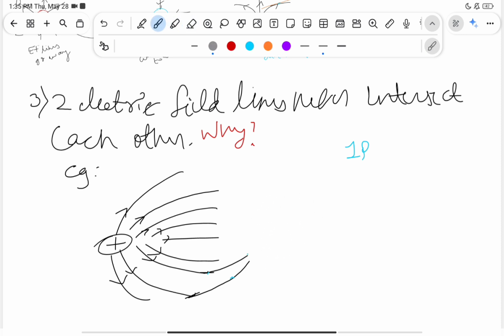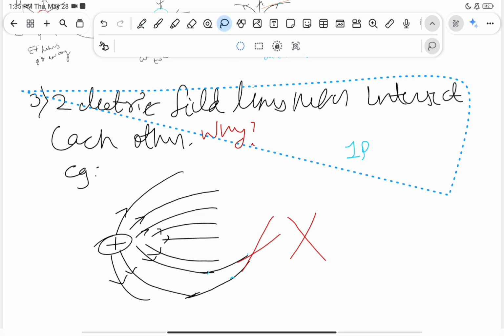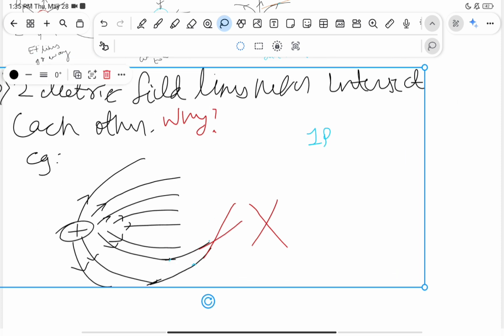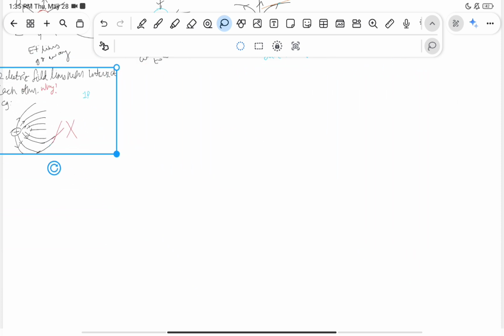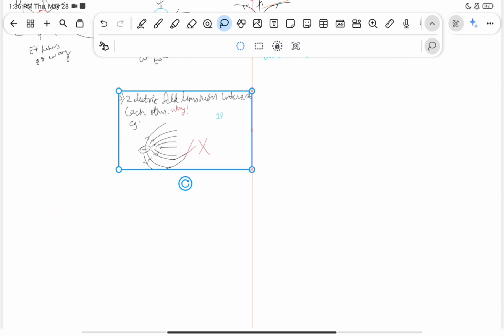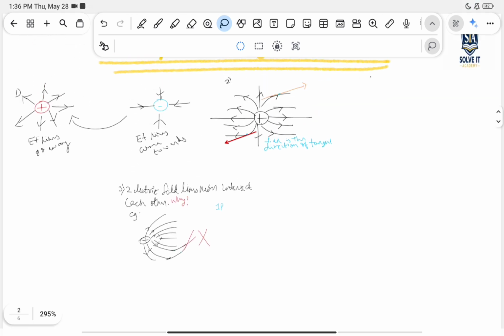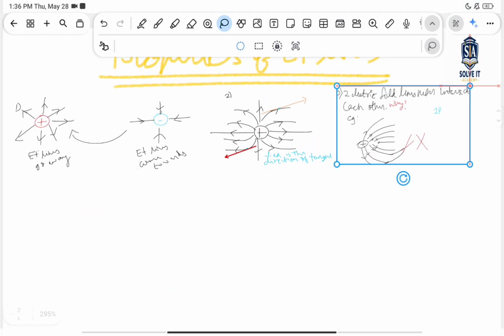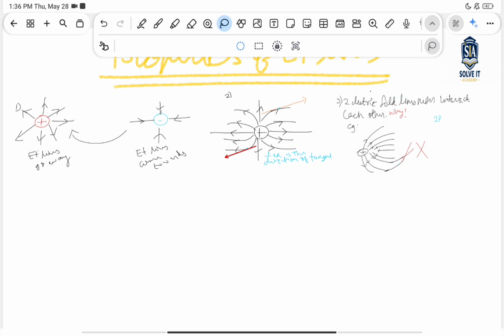I'll just show the intersection and cancel it, because of this reason the two electric field lines never intersect. This was our third property.